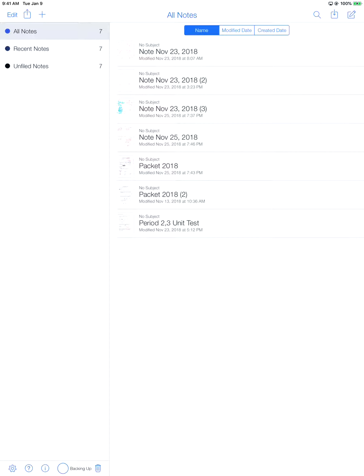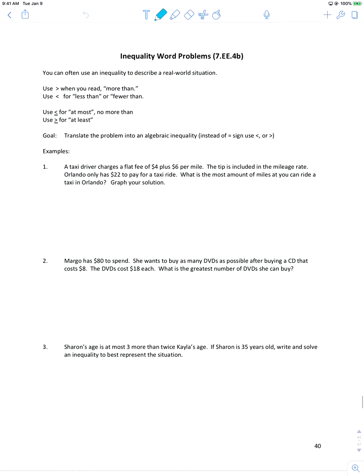So when I go back to our packet now, I'm going to start looking at word problems and how these change. The only thing that's going to change, but what's ever so critical, is the inequality. So if I look at number 1, it says a taxi driver charges a flat fee of $4 plus $6 per mile. The tip is included in the mileage rate. Orlando has only $22 to pay for the trip. What is the most amount of miles that you can ride?